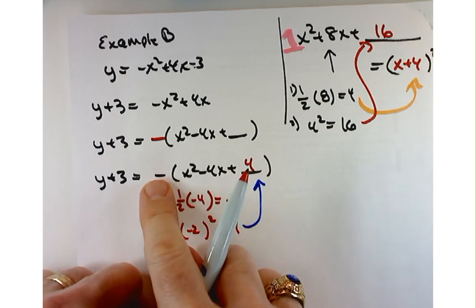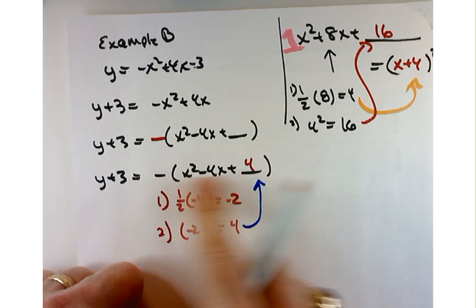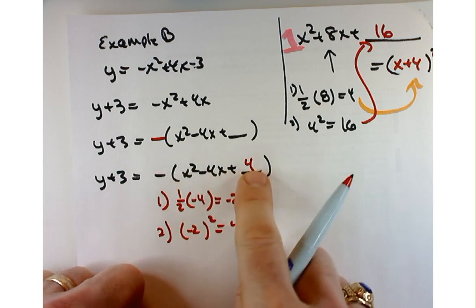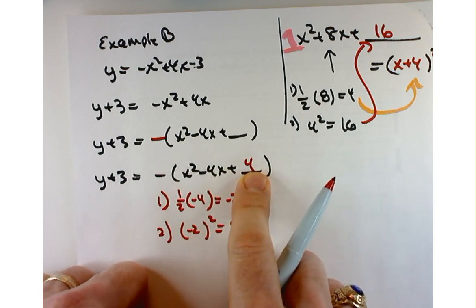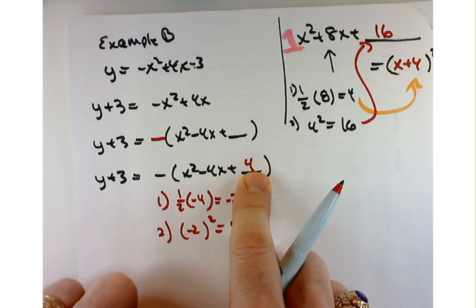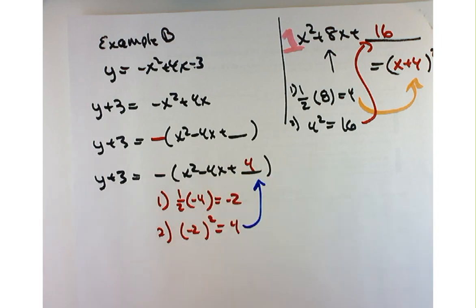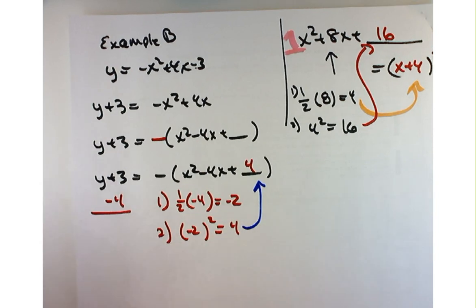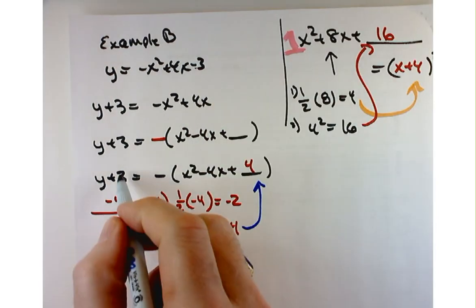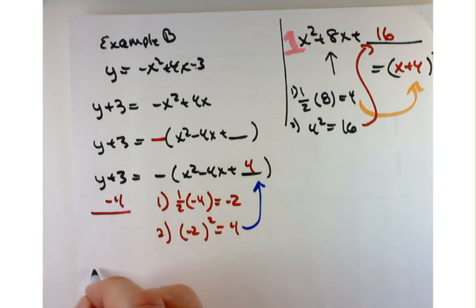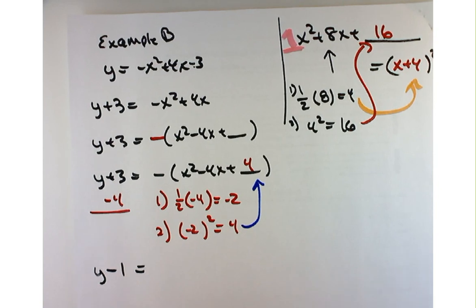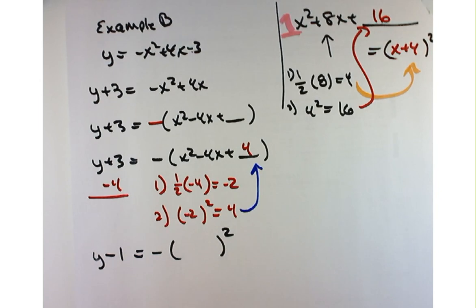Yeah, because you've got this negative out front here. Negative times 4 gives you negative 4. So by putting this there, I've effectively subtracted 4 from the right-hand side. And if I subtract 4 from the right-hand side, Jay, what else do I have to do on the left-hand side? Subtract 4. Perfect. Thank you. So on the left-hand side, 4 from 3 gives me negative 1. So I'll get y minus 1 on the left-hand side equals the negative of something squared on the right-hand side.